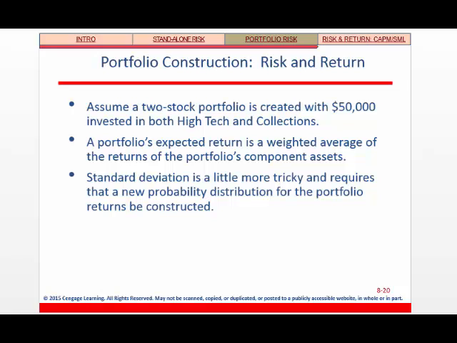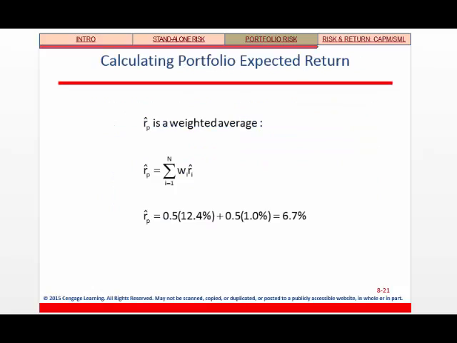So if you're going to be 25% in high tech and 75% in collections, then you would take 25% times high tech's expected return plus 75% times collections' expected return, and that'll give you the portfolio's expected return. So expected return is pretty simple. It's a weighted average. Standard deviation, on the other hand, that's a little bit more tricky, and it's going to really require a new probability distribution. So let's take a look at both of those.